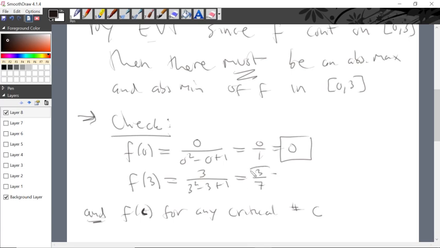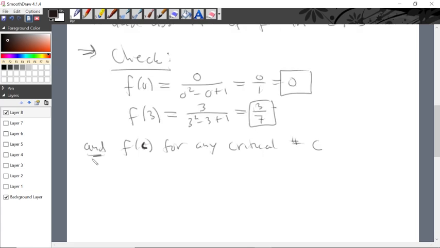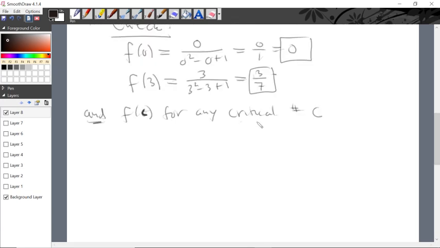So we get 3/7. We're going to want to check that. If that's the largest value in the list, it's the absolute maximum. If that's the smallest value in the list, then that becomes the absolute minimum. But we need the other values in the list. Find critical numbers, for any critical number c.